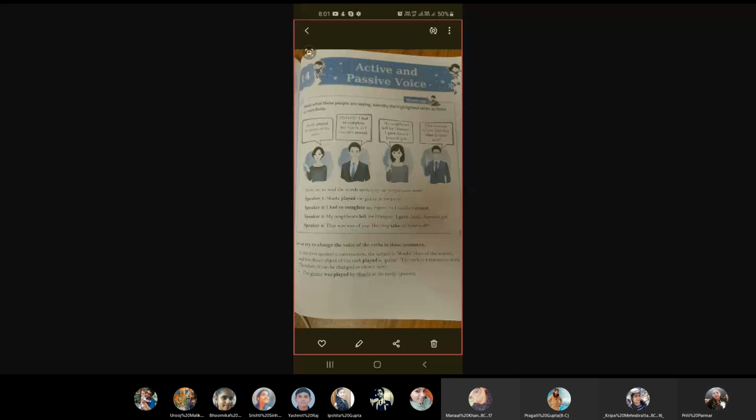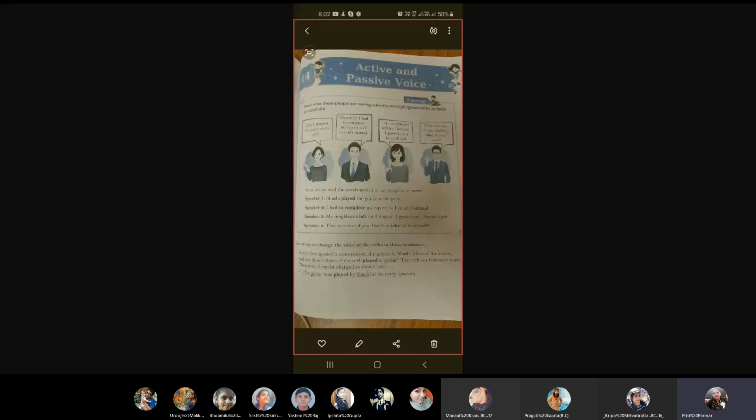Now, let us take speaker 1. Shashi played the guitar at the party. Here, Shashi is the subject, that means the doer of the action. Then played is the verb, and the object of the verb played is guitar. Now, once a verb has an object, it is known as a transitive verb. So, any transitive verb can be made into a passive voice.